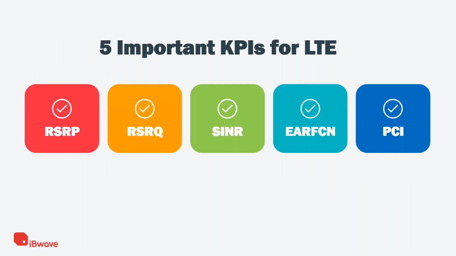What are the 5 key important KPIs? It's the RSRP, the RSRQ, SINR, EARFCN, and PCI. So we're going to review each one of them individually. But for me, the 5 most important that we look at when we do a survey are those 5. There are other KPIs, obviously, but those are the most important.